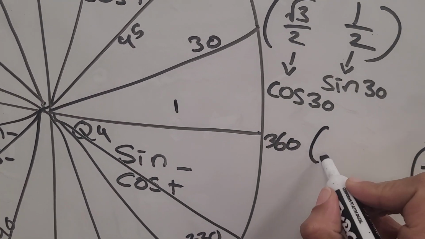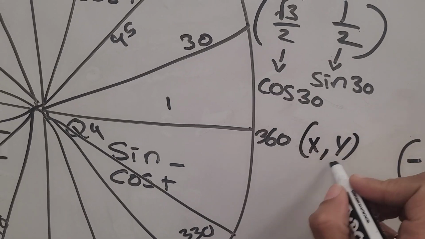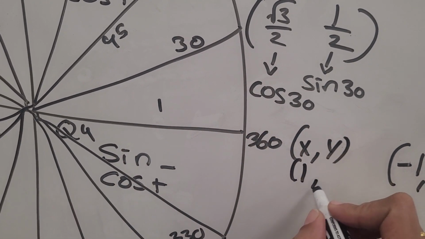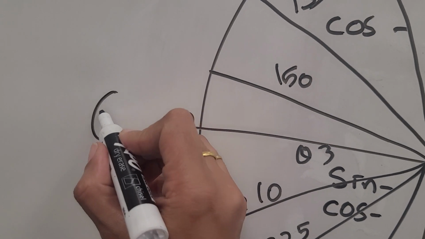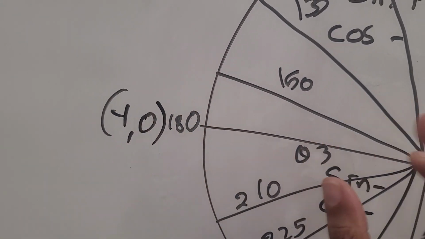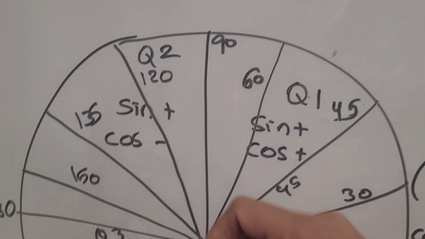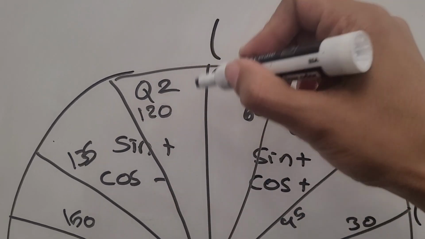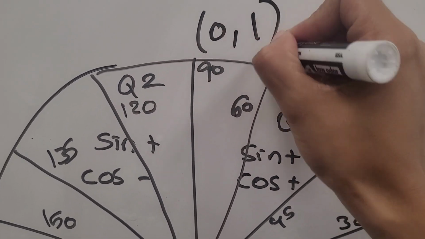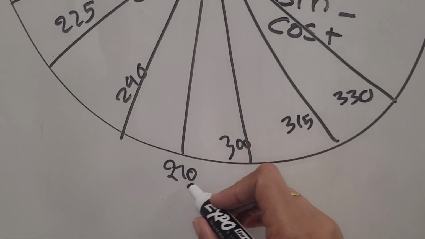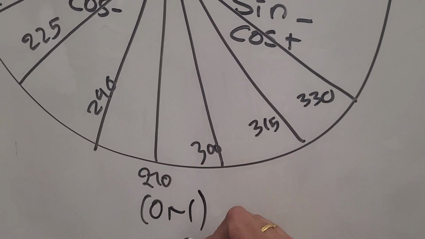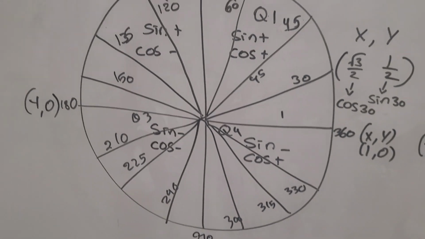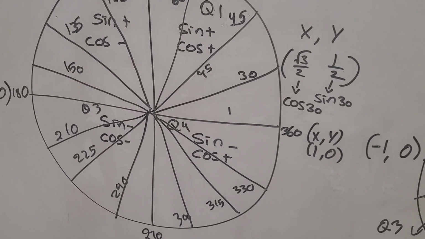So the coordinates here are x and y. So the x value is 1 and 0 is the y value. Here we have the x value as -1 on the left-hand side, the negative x-axis, and on the top we have the x value as 0 and y value as 1. On the bottom, 270, it is 0 for x and -1 for y. So now we are going to find out the remaining values.